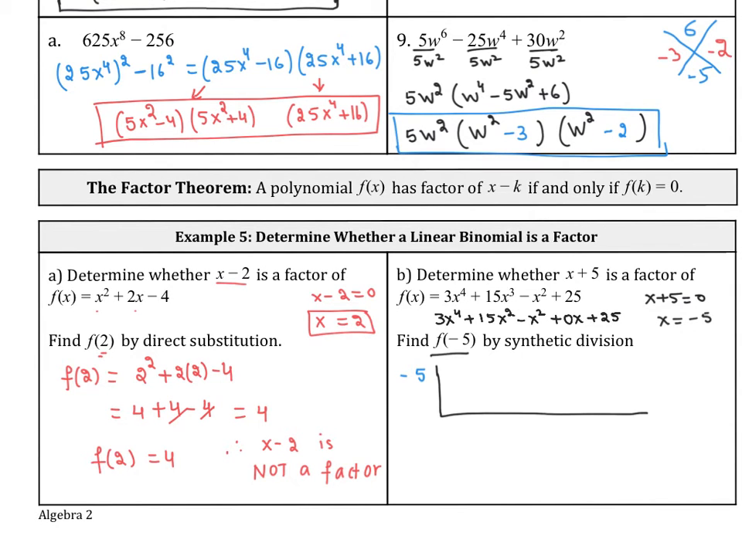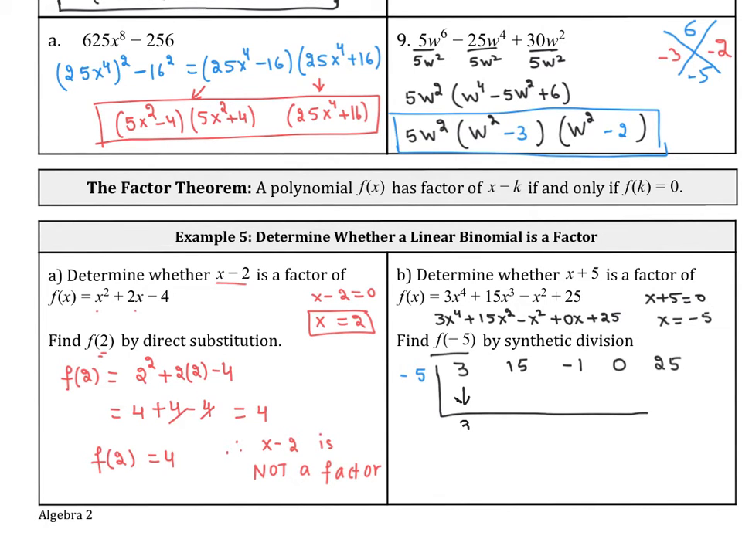And now the coefficients are 3, 15, -1, 0, and 25. Now we are going to do the synthetic division and see if we get remainder 0. If we get remainder 0, it means x plus 5 is a factor. And if we don't get remainder 0, then x plus 5 is not a factor.